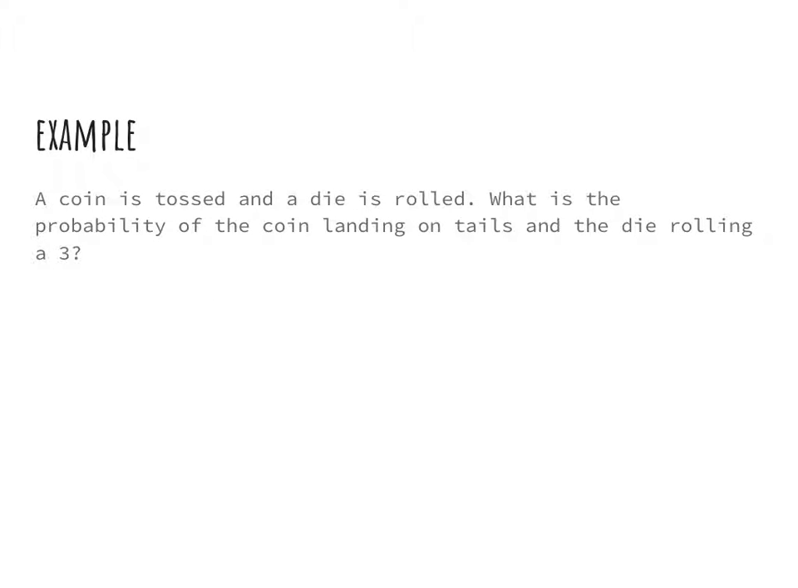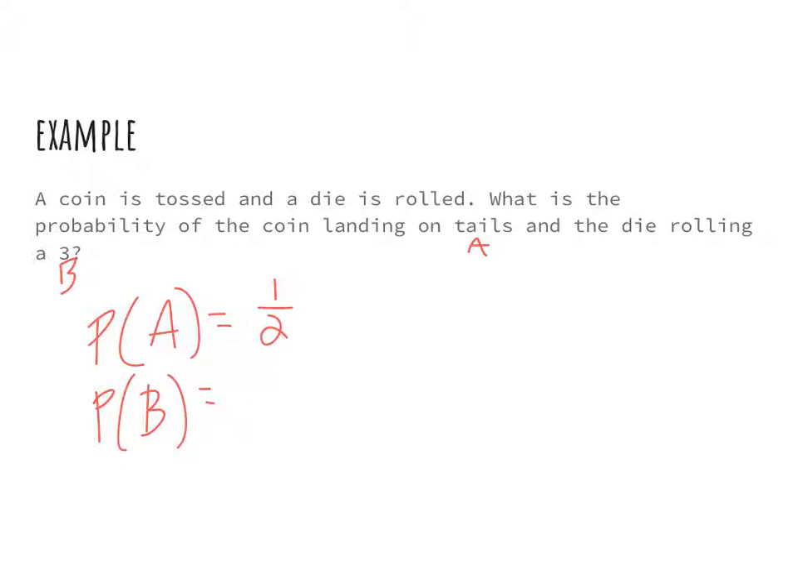An example of independent events: we toss a coin and we roll a die. What is the probability of the coin landing on tails and the die rolling a 3? You'll notice that they are independent because it doesn't matter what the coin lands on. That has no effect on what the die rolls. So event A is flipping tails and event B is rolling a 3. The probability of flipping tails should be 1/2 because there's two outcomes that could happen, one of which is tails. The probability of B happening, the probability of rolling a 3: there's one 3 on a normal die and there are 6 total sides, so the probability should be 1/6.